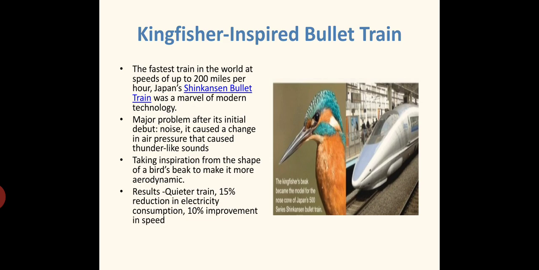The result is quieter; the thundering sound is eliminated. There is a 15% reduction in electricity consumption. See, the fuel consumption is reduced, and a 10% improvement in speed is also achieved. So the technology that we adopt from nature, or by mimicking technologies from nature, to create something or solve our problem, is known as biomimicry. So this is one best example.